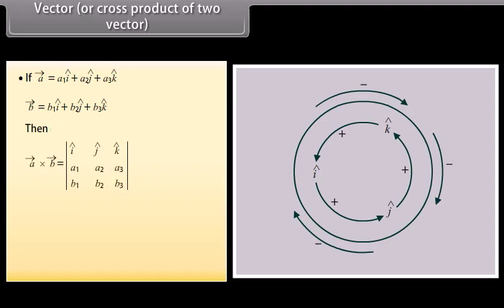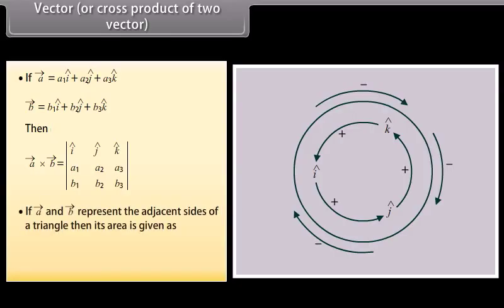Then, the vector product of A and B is equal to the determinant, row-wise: first row î, ĵ, k̂; second row A1, A2, A3; third row B1, B2, B3. If vectors A and B represent the adjacent sides of a triangle, then its area is given as 1 upon 2 times the magnitude of the vector product of A and B.